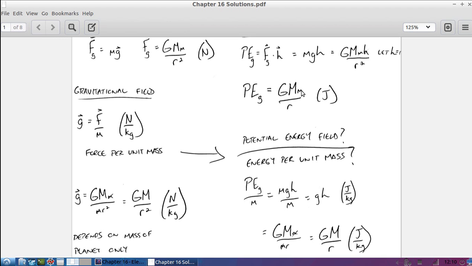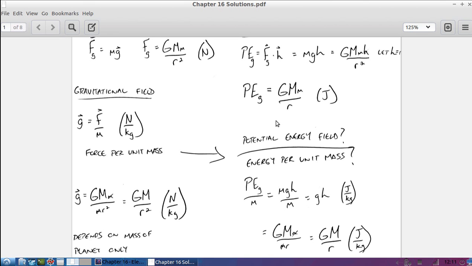What if the moon was gone? We're going to do the same thing we did with electric field, just with potential energy. What if the moon was gone and we only had the Earth? Is there still a potential energy field? Meaning, is there an amount of potential energy per unit mass at some location? If I put a 1 kilogram object at some location, what would the potential energy of the system be?